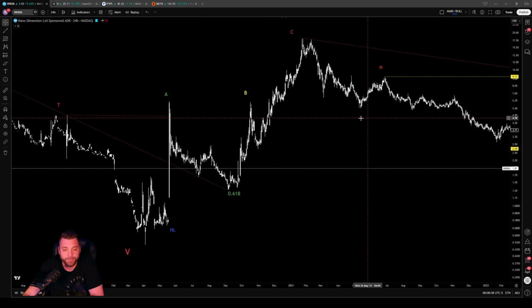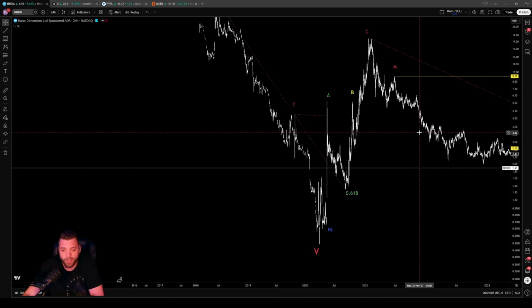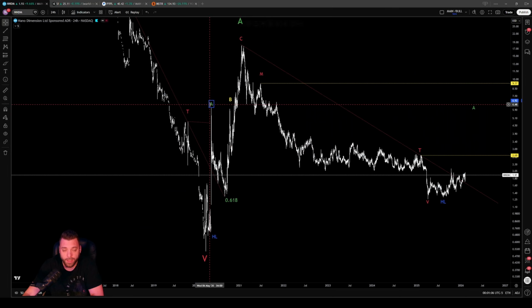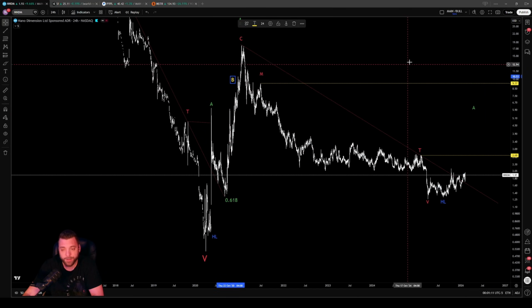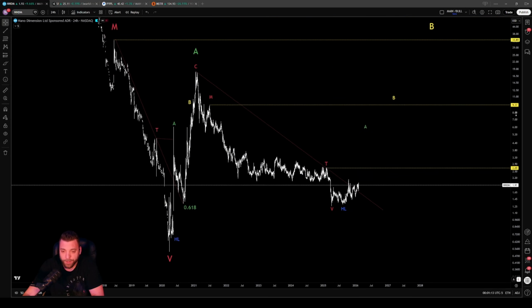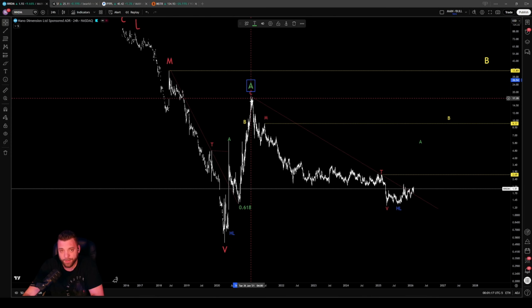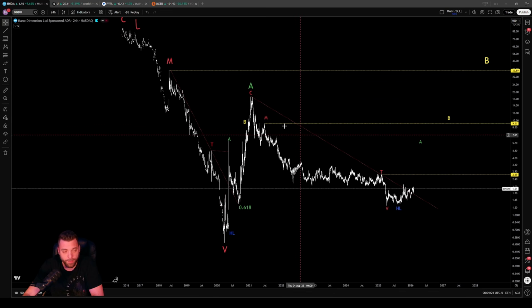Not perfect anymore, because this B peak is lower than A. And that's a 100% no. B can't be lower than A. So B has to be somewhere in here, but we don't have any B pullbacks anymore. But okay. So for the bullish case, the top of January 2021 was A. And this is the whole A pullback.